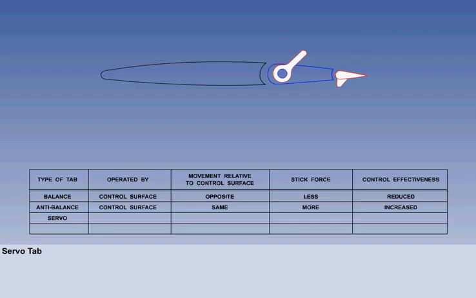The servo tab is very different from the preceding two tabs. The horn is merely pivoted on the control surface and is free to rotate. The pilot input directly moves the horn.